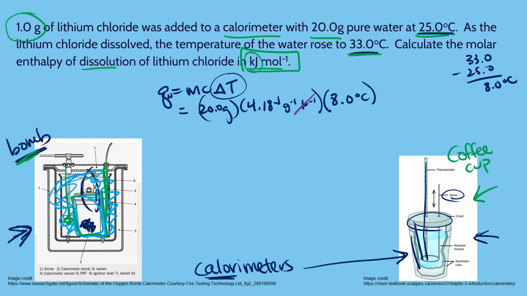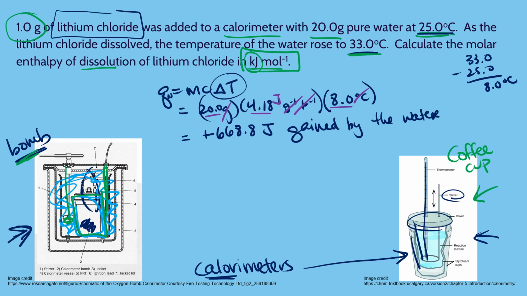So our temperature units cancel out and our grams cancel out. We're left with joules. Let's figure out what is 20 times 4.18 times 8. Handy dandy calculator says that that is a positive 668.8 joules. This is how much energy was gained by the water. Where did all that energy come from that was gained by the water? It was lost from the lithium chloride.